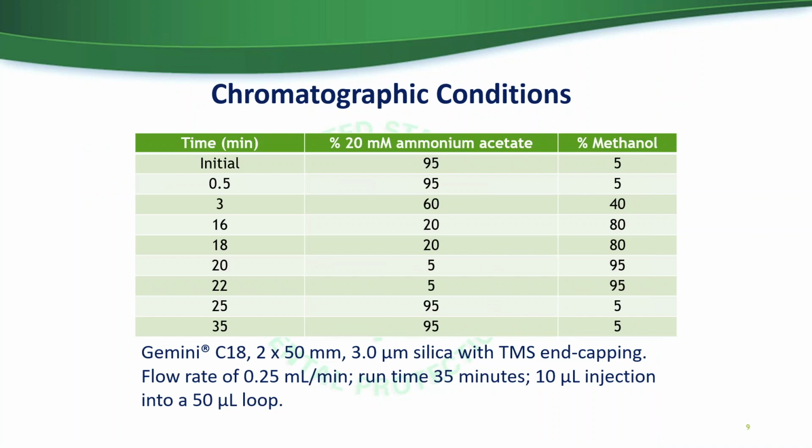So we finally got our standards, as many as we could compile, and started to set up. And the chromatographic conditions are actually rather simple. It's just a binary gradient with 20 millimolar ammonium acetate and methanol, using a C18 end cap column. So there's nothing really special about that.